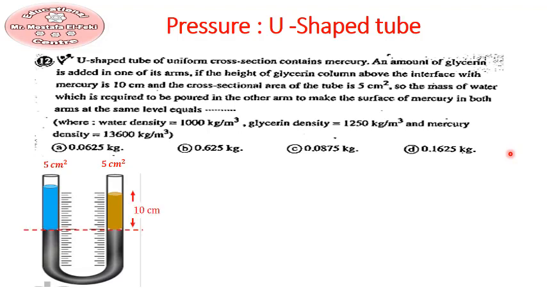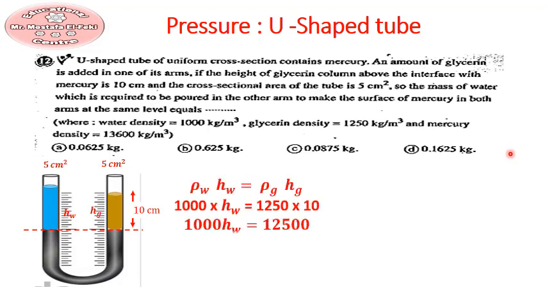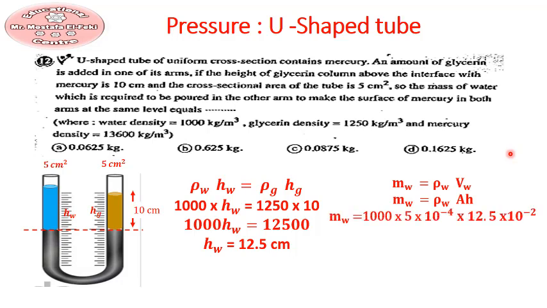So this is the separating surface. The height of glycerin is 10 centimeter. Then what is the height of water? So the height of water equals 12.5. To find the mass, equals rho times volume, and the volume equals A H, area times height. So the mass of water equals the density of water times the area, 5 times 10 power negative 4 to convert it from centimeter square to meter square, times 12.5 times 10 power negative 2 to convert it from centimeter to meter. Then the mass equals 0.0625.